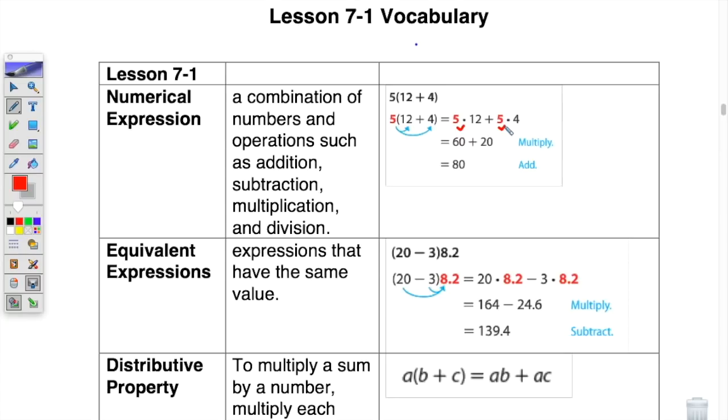Equivalent expressions are expressions that have the same value. So in this example over here, we have the difference 20 minus 3, and we're multiplying that by 8 times 2. We can distribute again, and then multiply and subtract, and that gives you 139.4, 139 and 4 tenths. Those are equivalent expressions. From the original to the answer are equivalent expressions.